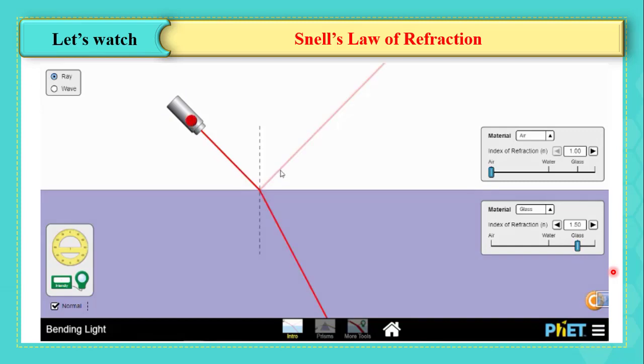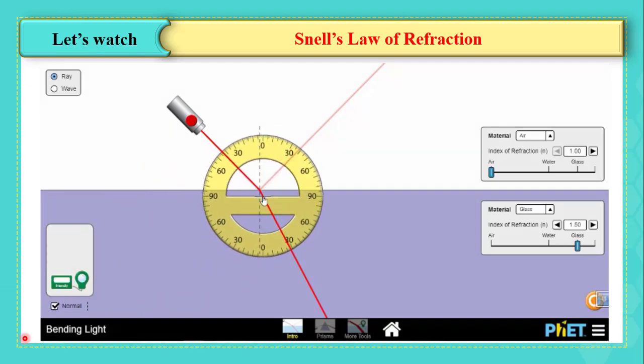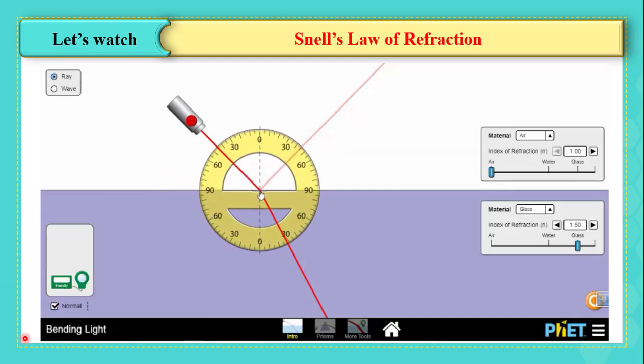We can note the incident, the reflected, and the refracted ray. The reflected ray is dimmer. Using the intensity light meter, we can clearly see that the intensity of the reflected ray, which is 9.19%, is much smaller than that of the refracted ray, which is 90.81%. That's why we say that a partial reflection is always accompanied by the refraction of light. Now we will try to find a relation between the angle of incidence and the angle of refraction.